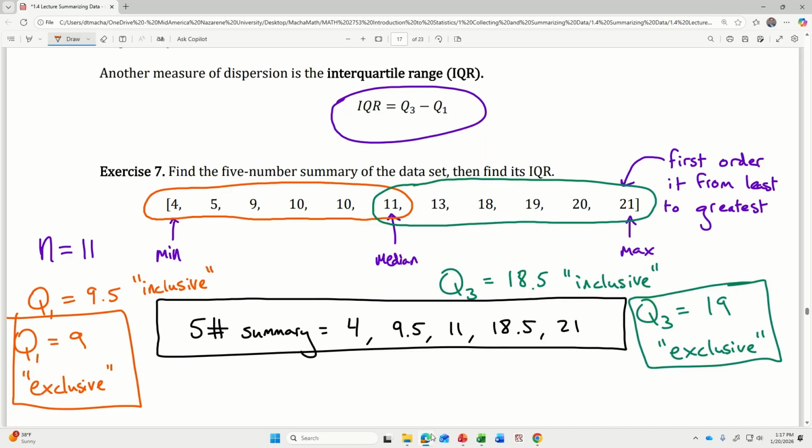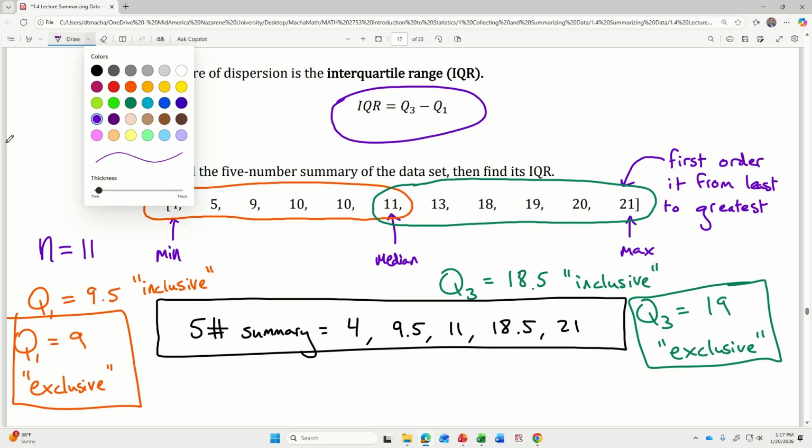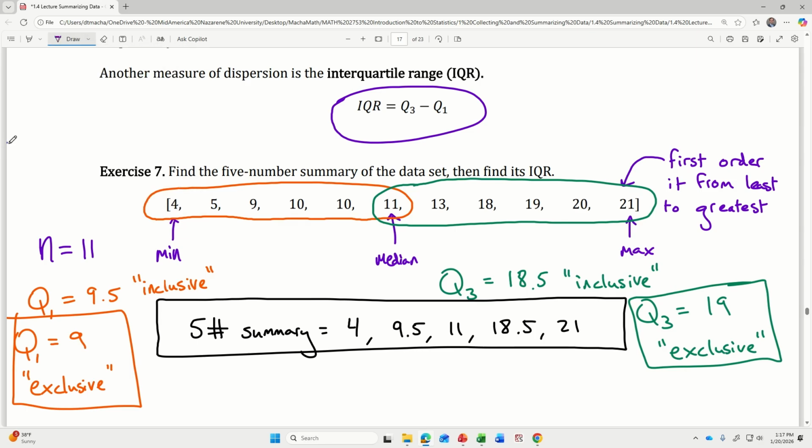I don't know. Never run into a place where it matters. Now the next thing is IQR, interquartile range. The interquartile range is just the third quartile minus the first one. And so if I look at the inclusive IQR, that would be 18.5 minus 9.5. That'd be 9.